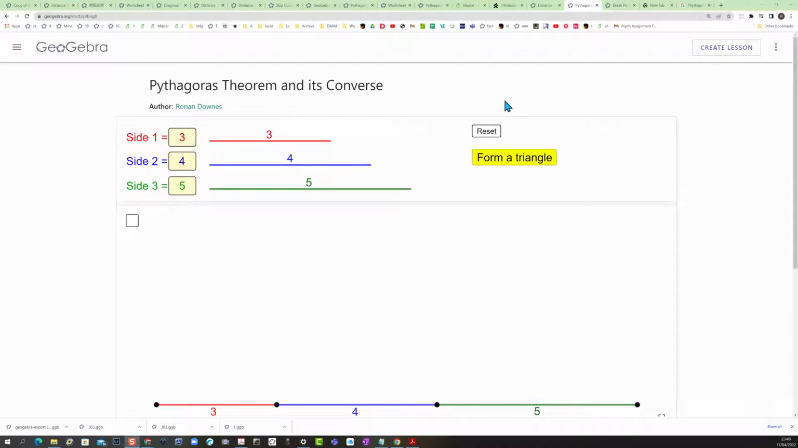In this video, we will try to break Pythagoras' theorem. But before we break it, let's find out what it's all about.